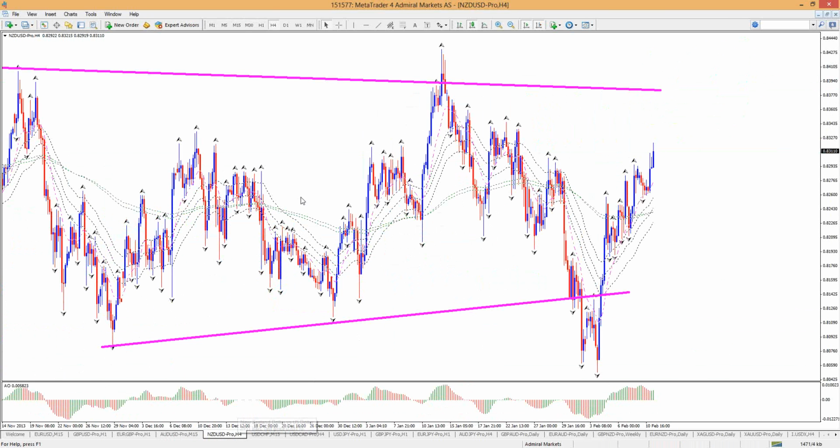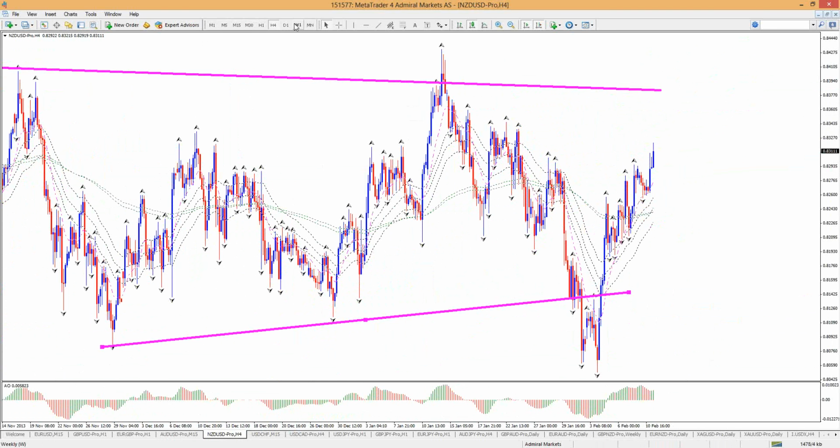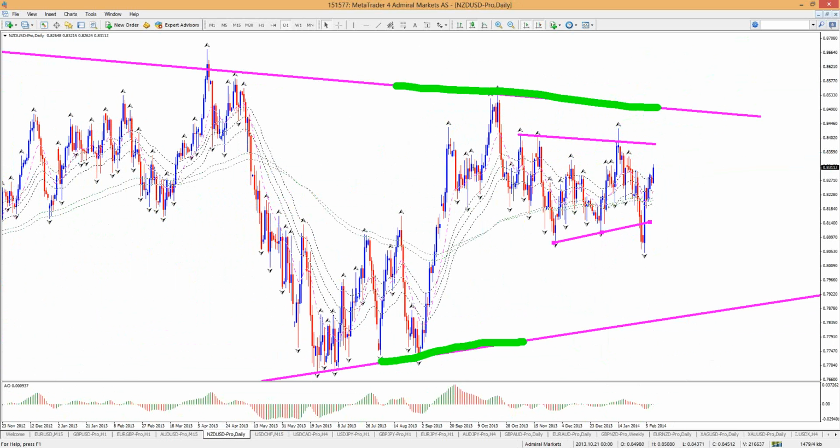Kiwi, not too interested in the Kiwi at the moment. It's just a lot of choppiness. Looking at the 4-hour chart, it's more of a range. It's definitely more of a range. I mean, it's a range within the range. We have this range within the weekly triangle. So let me show you that again, just in case. The green lines are the weekly triangles, what I put on the chart, and the inner magenta ones are the kind of like the short-term consolidation.